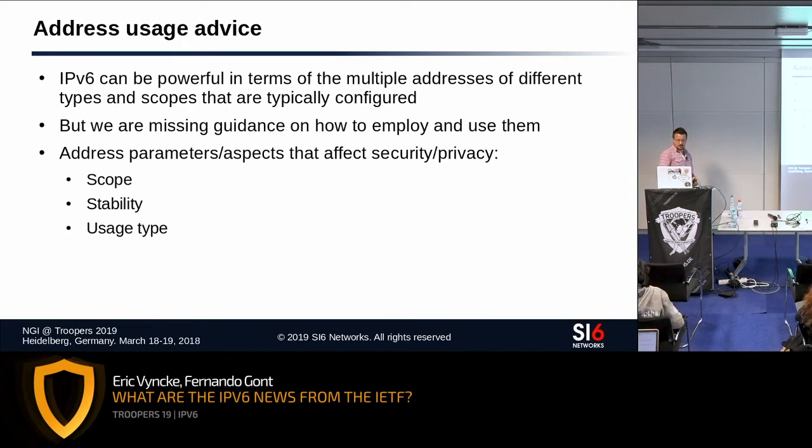So we can talk about three different properties. There might be others, but the ones that at least I found interesting from a security and privacy perspective are these three: scope, stability, and usage type, which of course have implications.